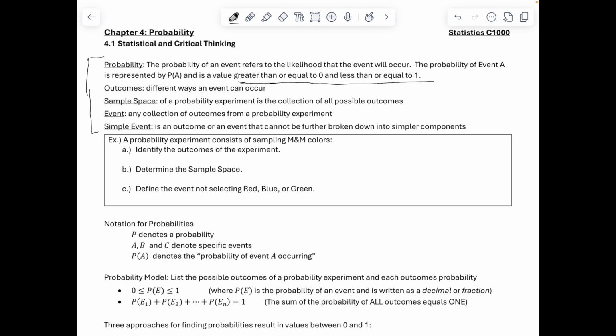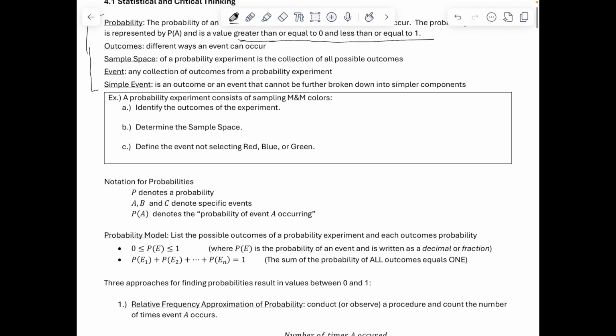Outcomes are different ways an event can occur. Our sample space of a probability experiment is a collection of all possible outcomes. An event is any collection of outcomes from a probability experiment. A simple event is an outcome of an event that cannot be further broken down into simpler components. So the example right below is a simple event.